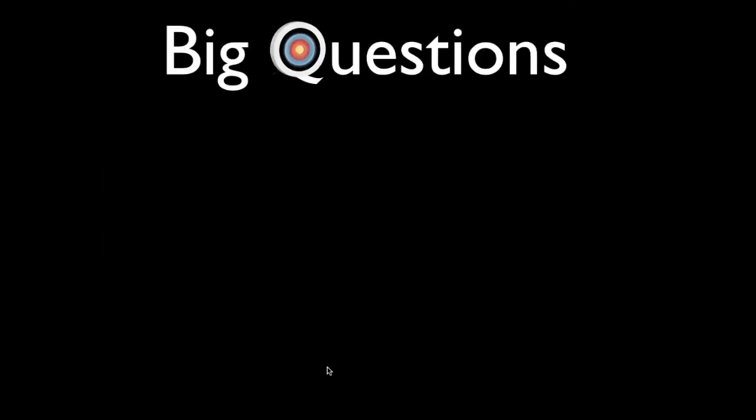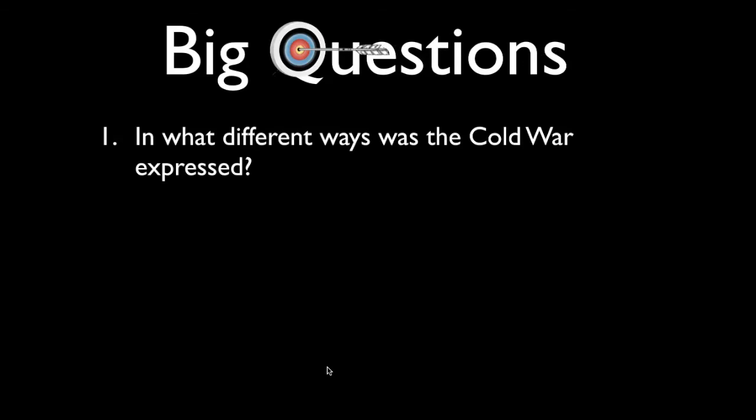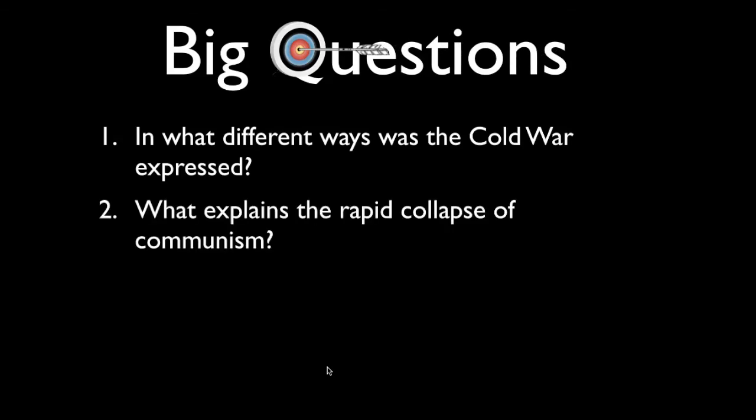As a result of watching this video, you should be able to answer these two big questions. First, in what different ways was the Cold War expressed? And second, what explains the rapid collapse of communism?